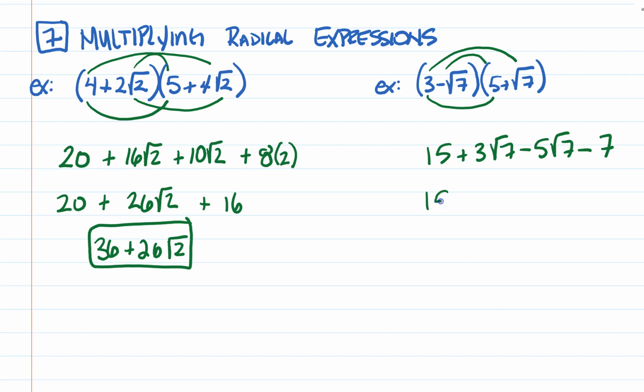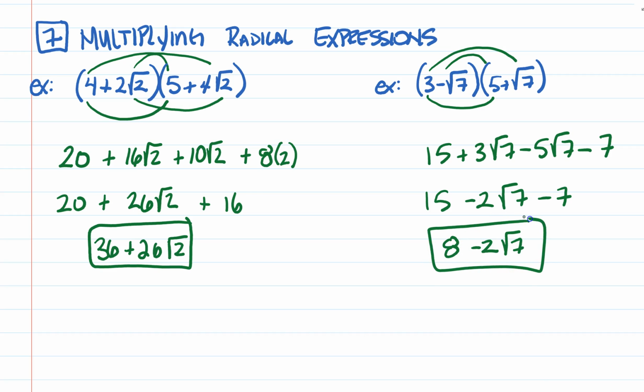So I've got 15. I've got 3 minus 5 is negative 2 radical 7. And then I've got a minus 7 on the outside over there. So 15 minus 7 gives me the 8. So I've got 8 minus 2 radical 7. And we leave our answer just like that. So multiplying a radical expression is just the same. You just have to keep track of all the radicals that you're multiplying.